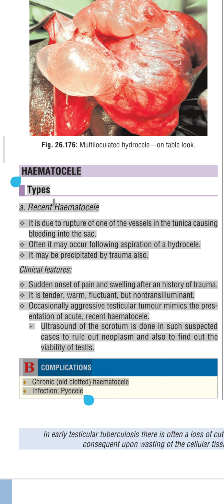Hematocele types. A. Recent hematocele. It is due to rupture of one of the vessels in the tunica causing bleeding into the sac. Often it may occur following aspiration of a hydrocele. It may be precipitated by trauma also. Clinical features: sudden onset of pain and swelling after a history of trauma. It is tender, warm, fluctuant, but non-transilluminant. Occasionally an aggressive testicular tumor mimics the presentation of acute, recent hematocele.